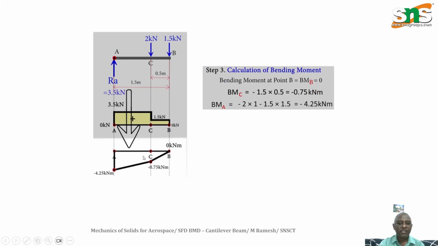So that's all about the bending moment calculation, and how to find the shear force diagram and the bending moment diagram. I will see you in the next class on different types of beams to find the shear force values, bending moment values, and how to draw the shear force and bending moment diagrams.